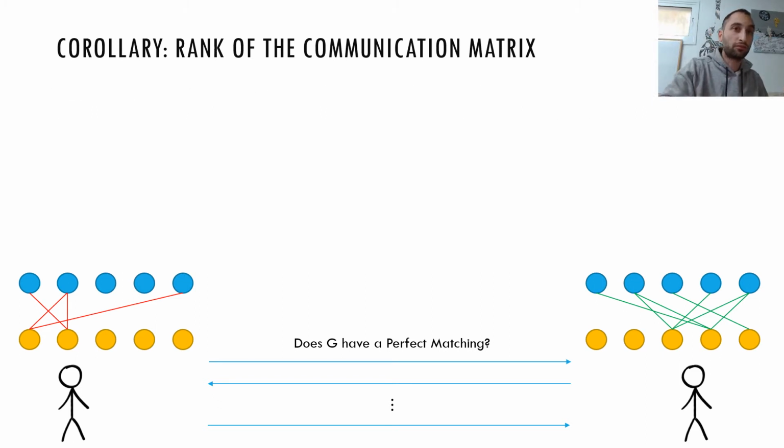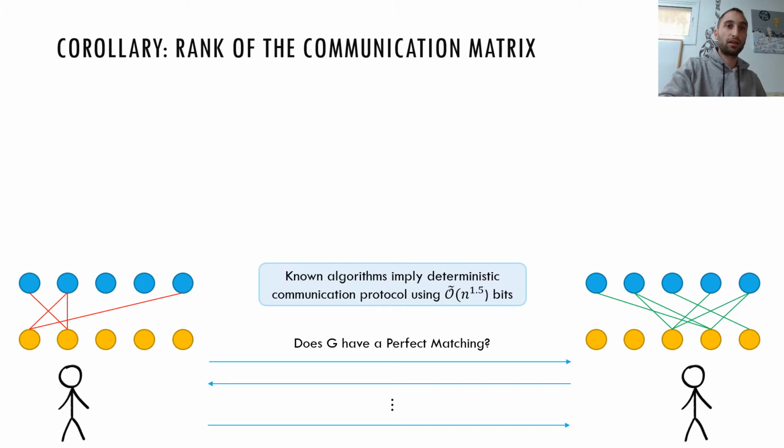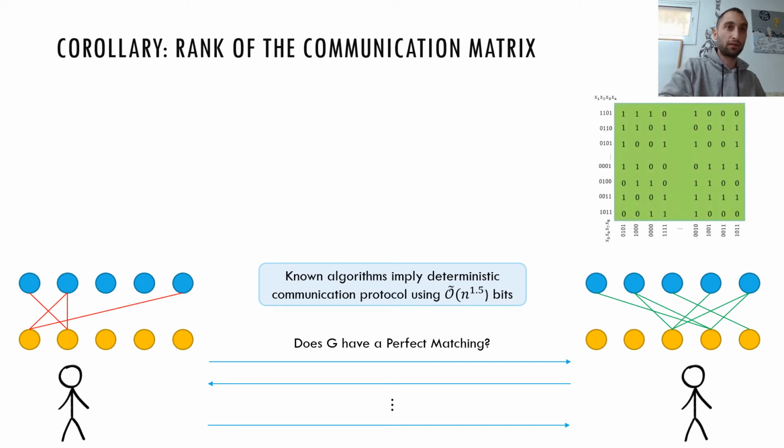Okay, so the known algorithms for perfect matching, such as that of Hopcroft and Karp, imply a communication protocol which uses roughly n to the 1.5 communication bits in the worst case. Our result implies an upper bound, not for the communication complexity, but rather for the rank of the communication matrix. So what is the communication matrix? This is simply a matrix whose rows are indexed by Alice's inputs, columns by Bob's inputs, and the entry is 1 if and only if the graph defined by their joint input contains a perfect matching.